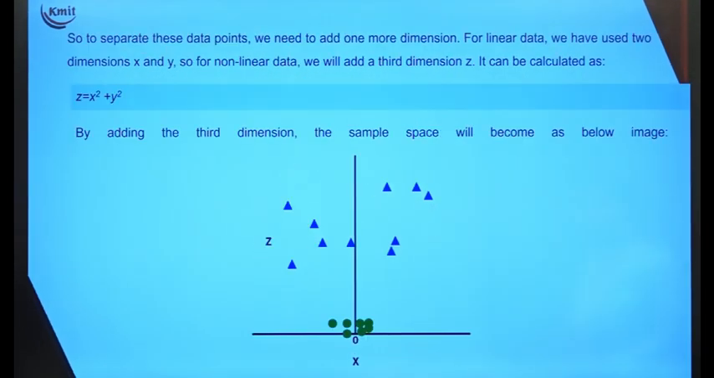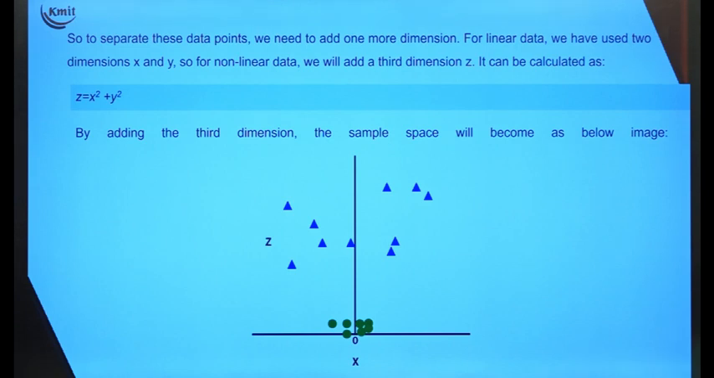So in this case, to separate the data points, where I have green circles and blue squares, we need to add one more dimension, which is called Z. For non-linear SVM, we add another dimension called Z. For linear data, we have used X and Y, that's all. But for non-linear data, we add the dimension Z, and that Z is calculated as X square plus Y square. So by adding the third dimension, the sample space now will become like this. All green circles would be separated from blue triangles or blue squares or whatever it is.